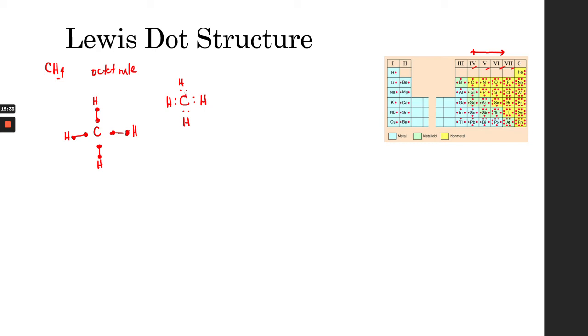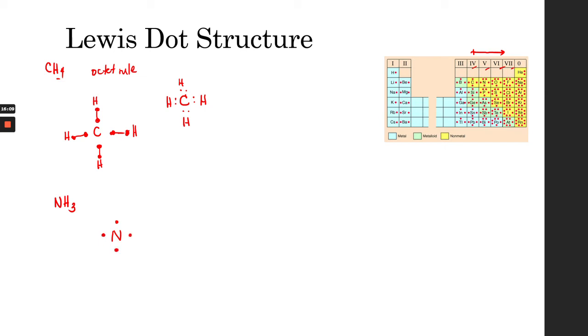Now let's look at something like NH3. How are we going to draw NH3? So we have our N. What we want to do first is count all the valence electrons that N has. Since nitrogen is in group five, it has five valence electrons. So what we're going to do is write everything one by one on each side. So we have 1, 2, 3, 4.